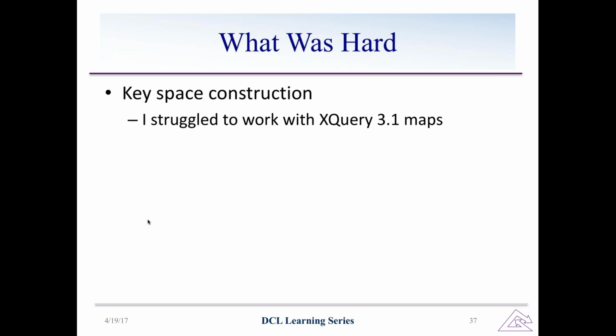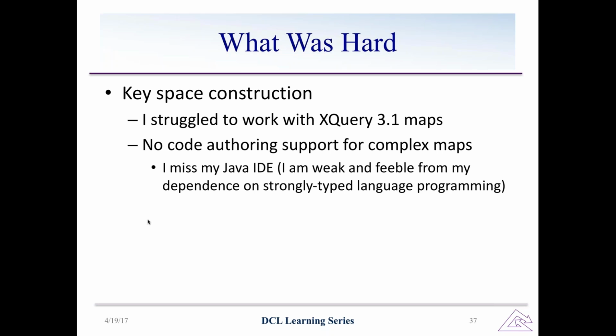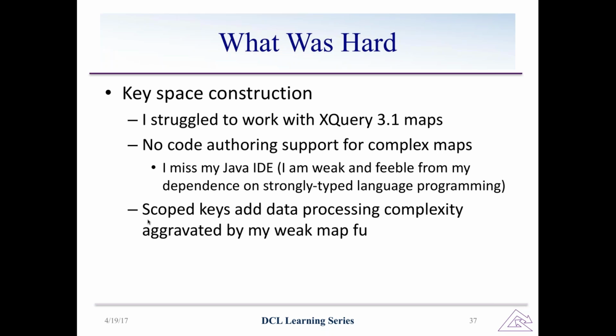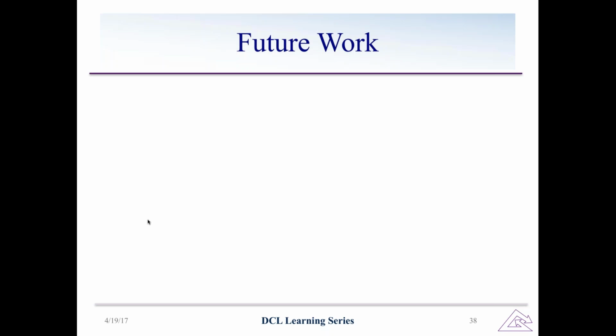What was hard? Key space construction. It took me a while to get my head around maps in XQuery 3.1. And I don't have a good XQuery IDE development environment that would support implementing this code. That may be there now. I started on this a couple years ago. Scope keys add data processing complexity that I'm still struggling with getting around that. But that's just because I'm not that strong of a programmer. All right. And XQuery update does not allow naive approaches to the link management database population. So it took me a while to get my head around how you actually keep things up to date. Yeah, I worked it out.